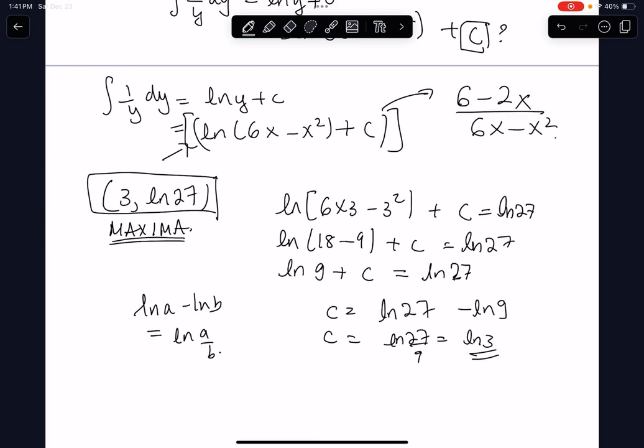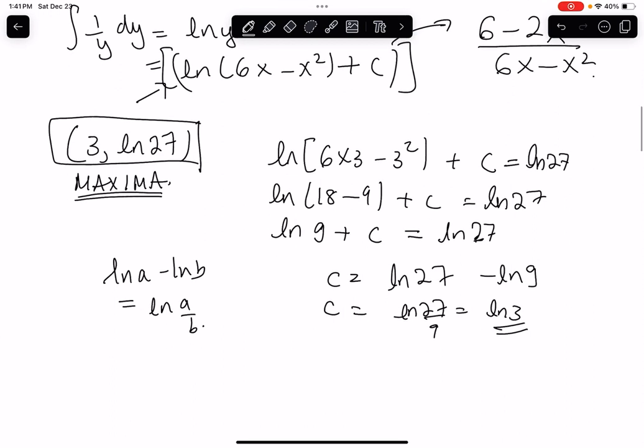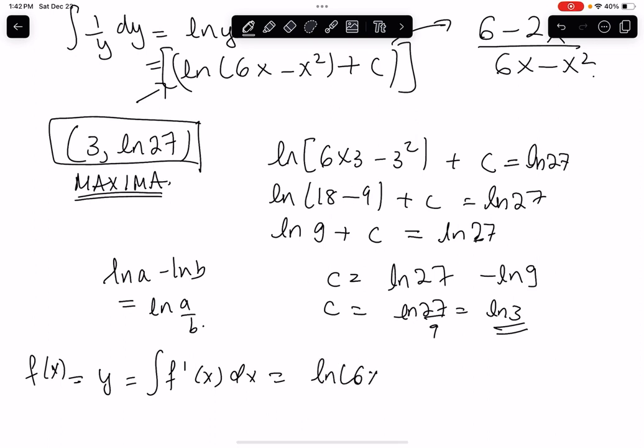So therefore, our function, which we started off, y is the integral of f prime of x dx. That's just f of x that we did, and that's equal to ln of 6x minus x squared plus ln of 3. Now, the question asks us to show this as a single logarithm.